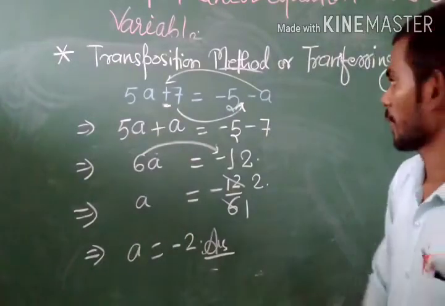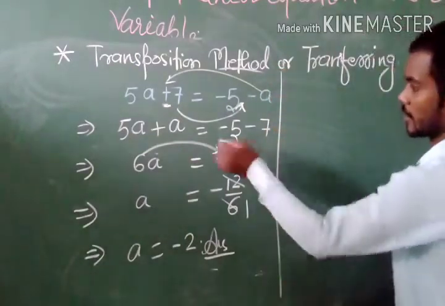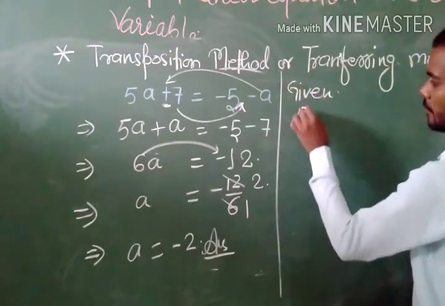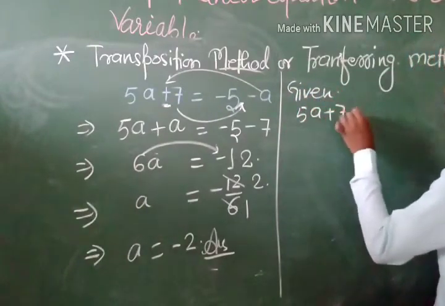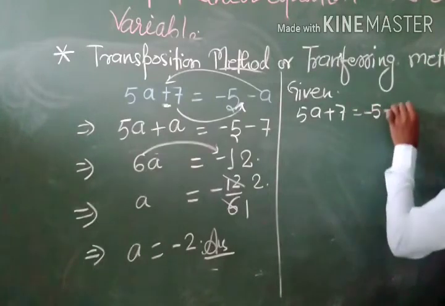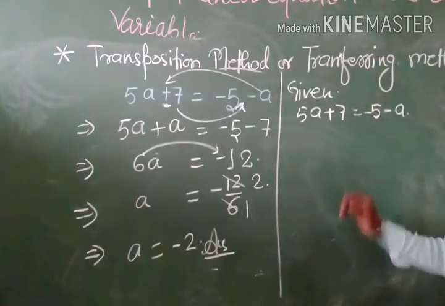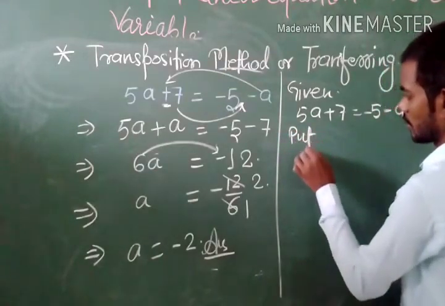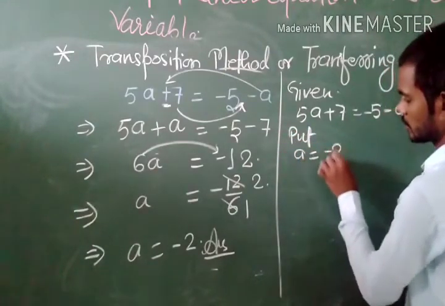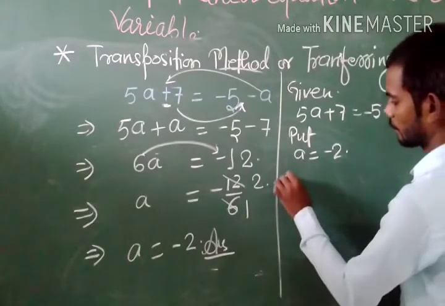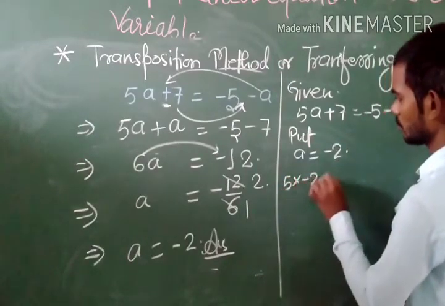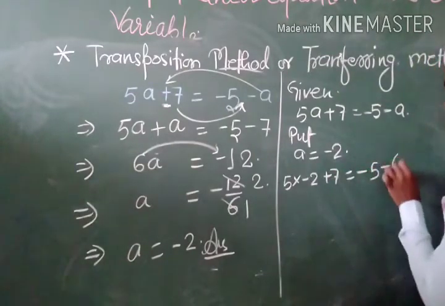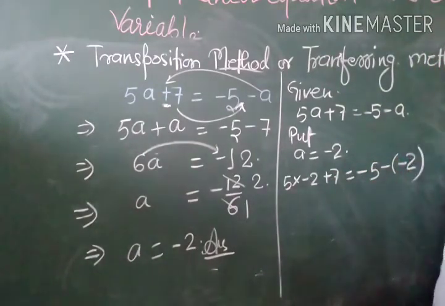Let us check our answer. The given equation is 5a plus 7 is equal to minus 5 minus a. This is our given equation. Put a is equal to minus 2. We have 5 multiplied by minus 2 plus 7 is equal to minus 5 minus minus 2.